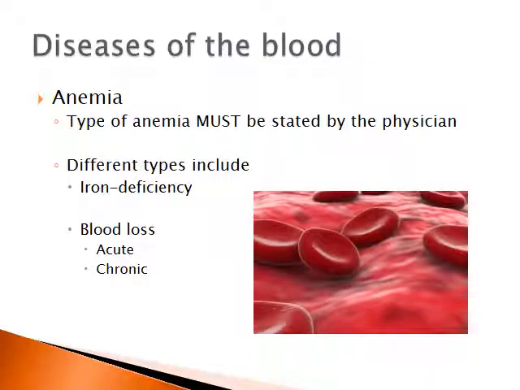Anemia is the most common disease of the blood. In order to properly code anemia, the physician must state the type of anemia. A coder cannot assume a type of anemia without supporting physician documentation. A couple different types of anemia are iron deficiency anemia and blood loss anemia. Blood loss anemia can be either acute blood loss anemia or chronic blood loss anemia. Again, in order to be able to code these specific types of anemia, it must be documented by the physician.